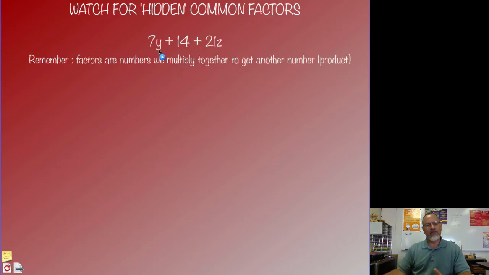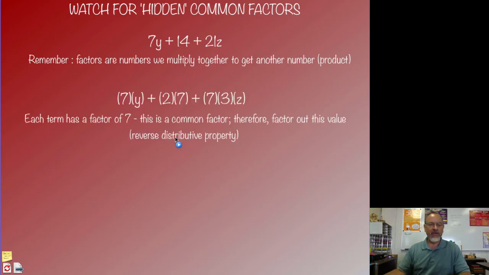Here, I'm looking for a number that divides evenly into each one of these numbers. Now, it's not so obvious here because they all aren't the same number. However, it's somewhat obvious because if I look at the first number here, that's divisible by 7, 14 is divisible by 7, and 21 is divisible by 7. So I can do the distributive property in reverse by dividing each one of these numbers by 7. So I'm going to put the 7 on the outside and then divide each one of these numbers by 7, and then what's left over remains in the parentheses.